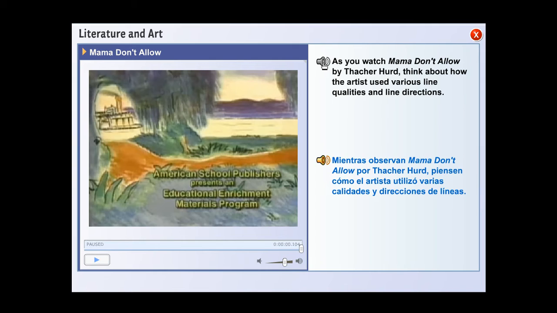As you watch Mama Don't Allow by Thatcher Hurd, think about how the artist used various line qualities and line directions.